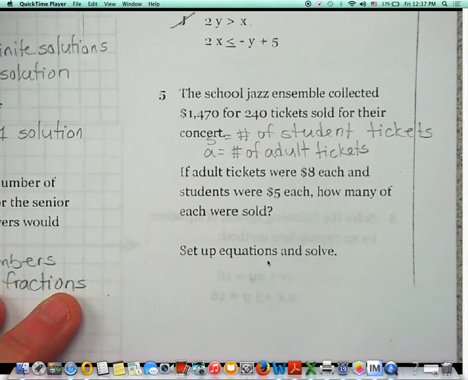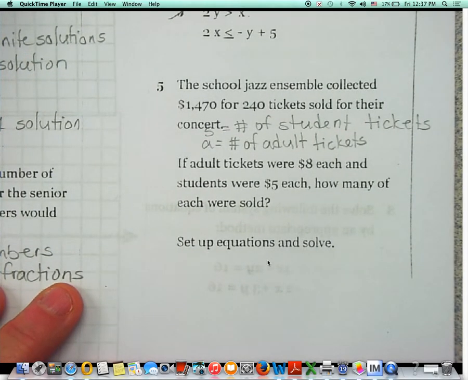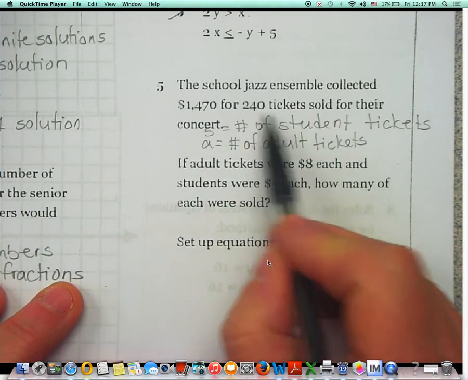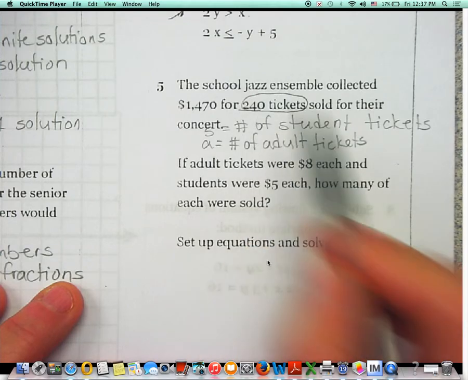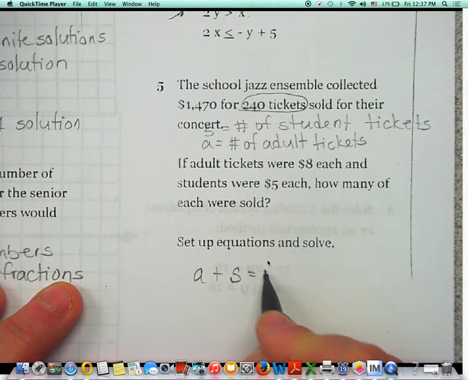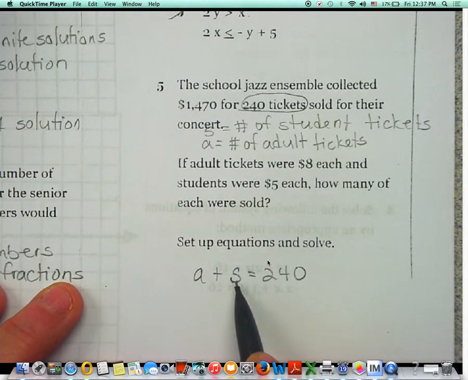Okay, then we'll write two equations because we have two variables. It says the school jazz ensemble collected $1,470 for 240 tickets sold for their concert. So we're always going to look for a total number. In this case, the total number of tickets sold was 240. So we could say that A plus S equals 240. The number of adult tickets plus the number of student tickets would equal the total number of tickets.